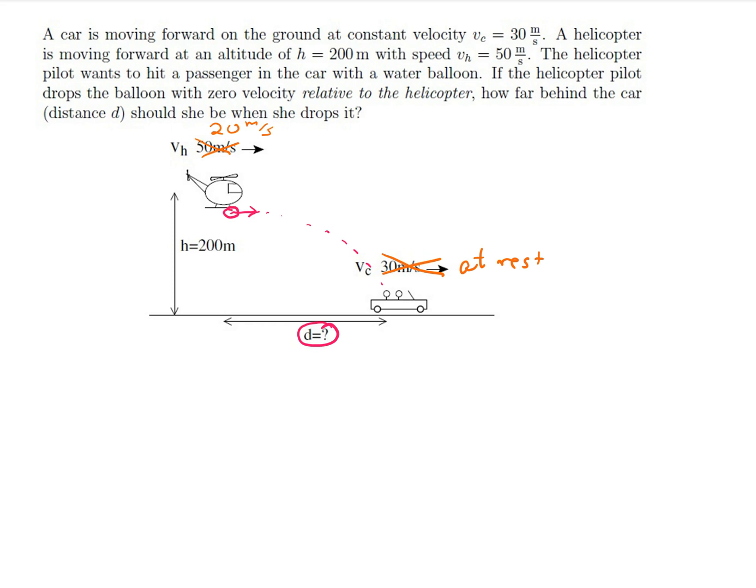You don't have to do it this way. You can treat the car's velocity separately if you want, but this way is going to be a little bit faster. So if we treat the car as being at rest, then we only have to worry about the motion of the water balloon. And the water balloon is moving with essentially projectile motion. It has both x and y components of its motion. So we'll break up that motion into the x and y components.